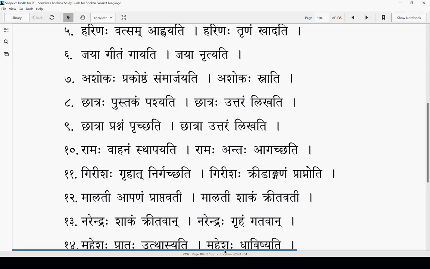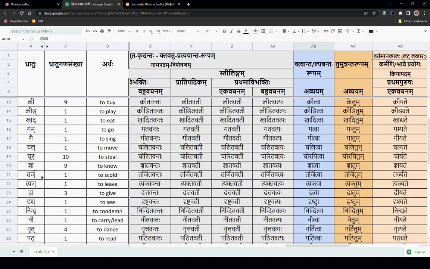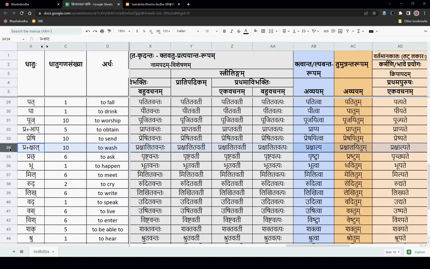I think it's on the list, right? Prakshala. Right, number 34. So what is it? Prakshalya. Now think, sammarjayati becomes what? Sam plus kshala becomes... kshala became kshalya. There it is marja. Marja.